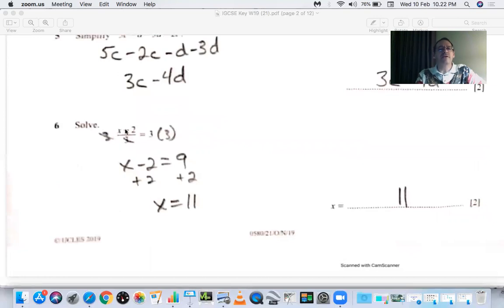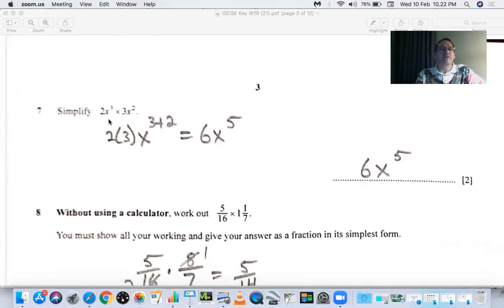Here's a solving. Here you have x minus 2 over 3 equals 3. Want to clear the fraction, so multiply both sides by 3 to get rid of this fraction here. So that gives you x minus 2 equals 9. Add 2 to both sides, you get x equals 11. That was pretty easy.